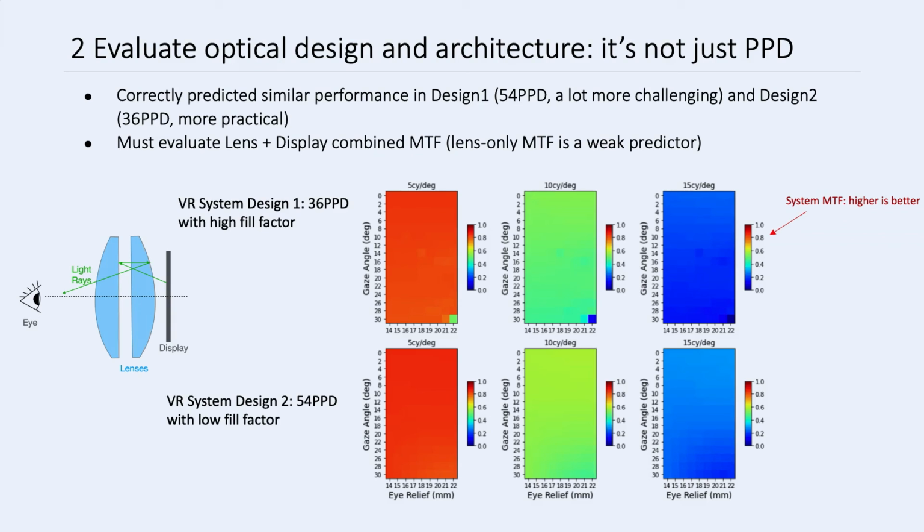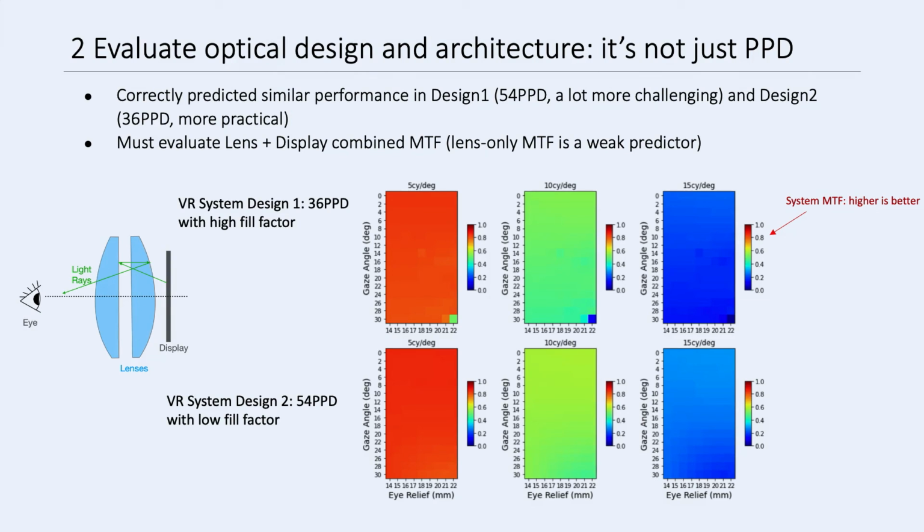So I think this one is interesting, right? We have two optical architectures. I'm an optical design person, and I do system design, and I use this metric to guide my design. If I just do 36 PPD versus 54 PPD, the cost of the engineering is very different, right? But in the end, this is the system MTF chart. Different charts mean different frequencies: 5 cycles per degree, 10 cycles per degree, and 15 cycles per degree.